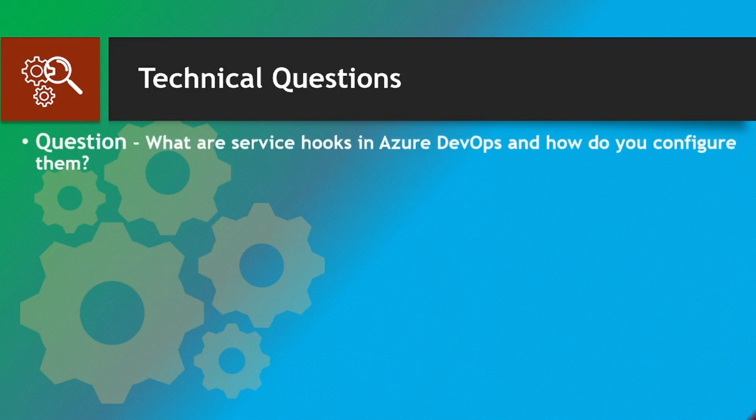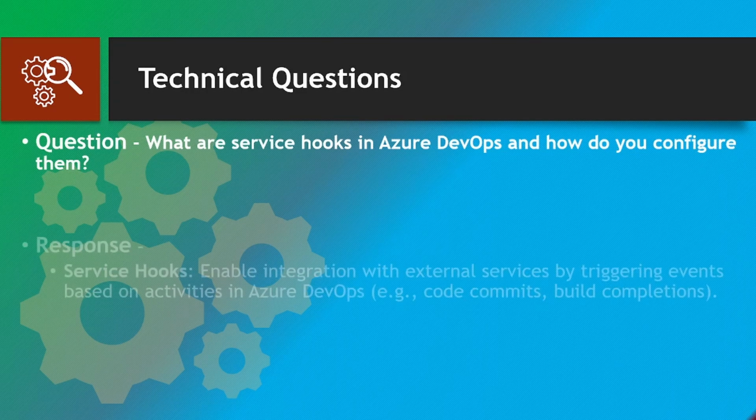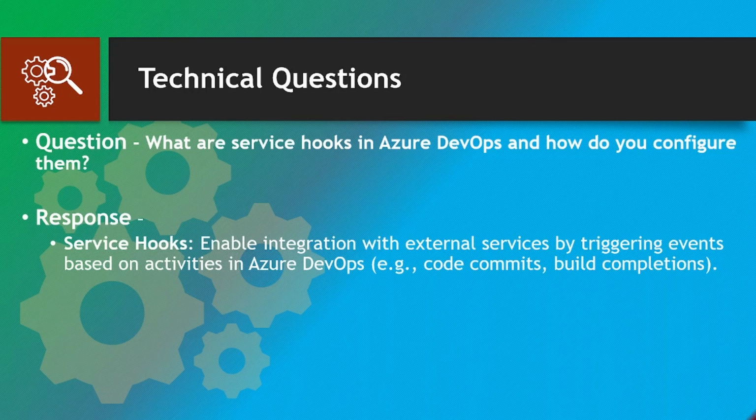Now, the next one. What are service hooks in Azure DevOps and how do you configure them? So, service hooks. What is a service hook? They enable integration between external services by triggering events based on activities in Azure DevOps, for example, code commit, build completions.